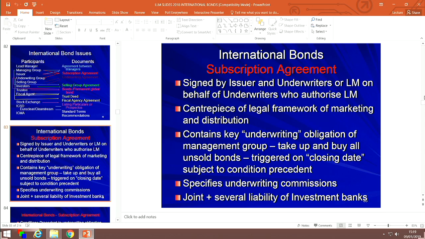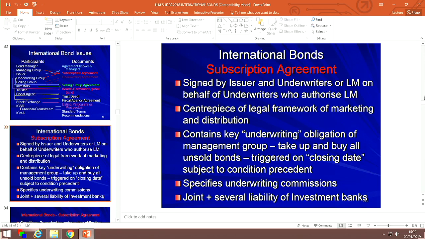It is signed by the issuer on the one side and all of the underwriters on the other. Now, who are the underwriters? Remember, they are the ones giving the promise to the issuer that they will sell the issuer's bonds in the marketplace. Those underwriters will sign that subscription agreement. Sometimes the lead manager is given powers of attorney by the underwriters to sign on their behalf, in which case the subscription agreement will be signed by the issuer and the lead manager acting on his own behalf and acting under powers of attorney for the other underwriters. Okay.